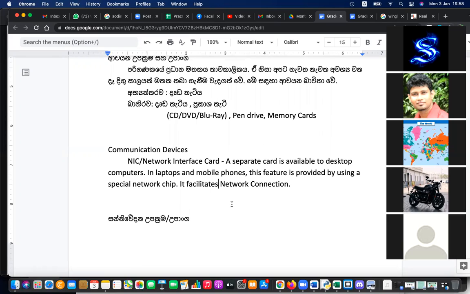So what is the difference between network and internet? Is there any difference or no difference? No. Different. No different. How many of you are telling there's a difference? It's different, right? Network and internet are different.